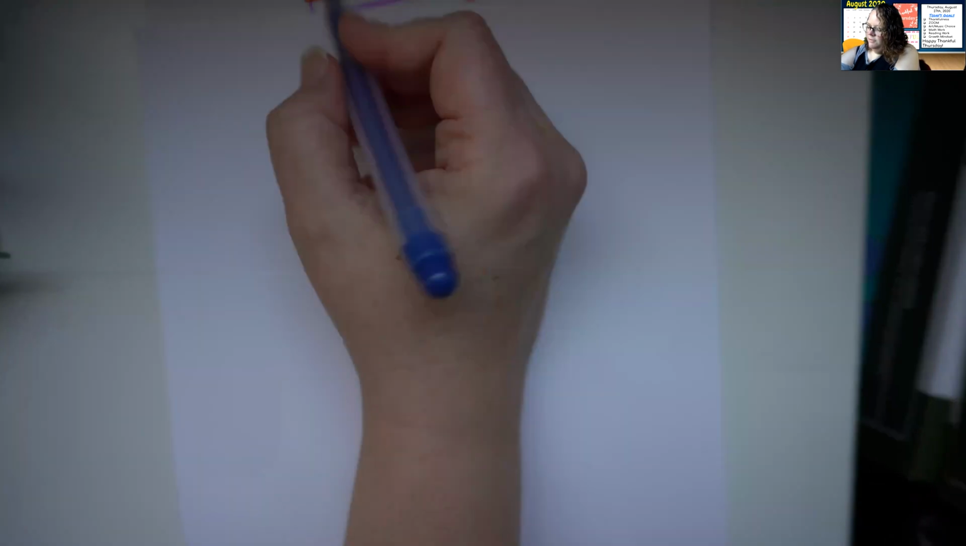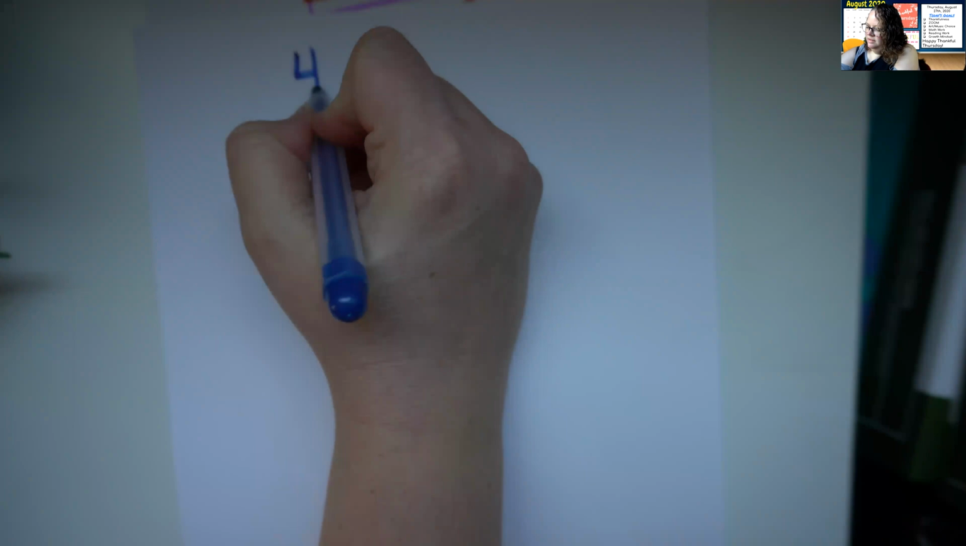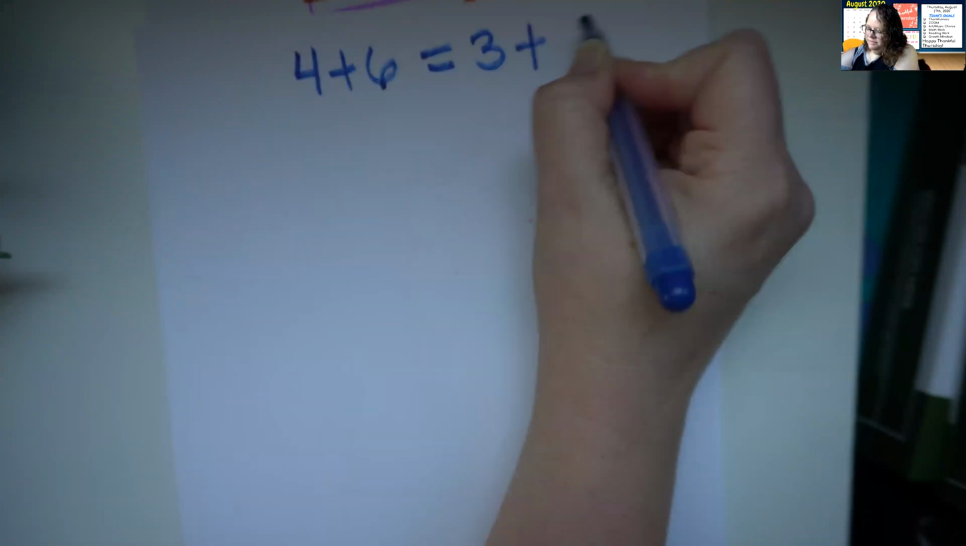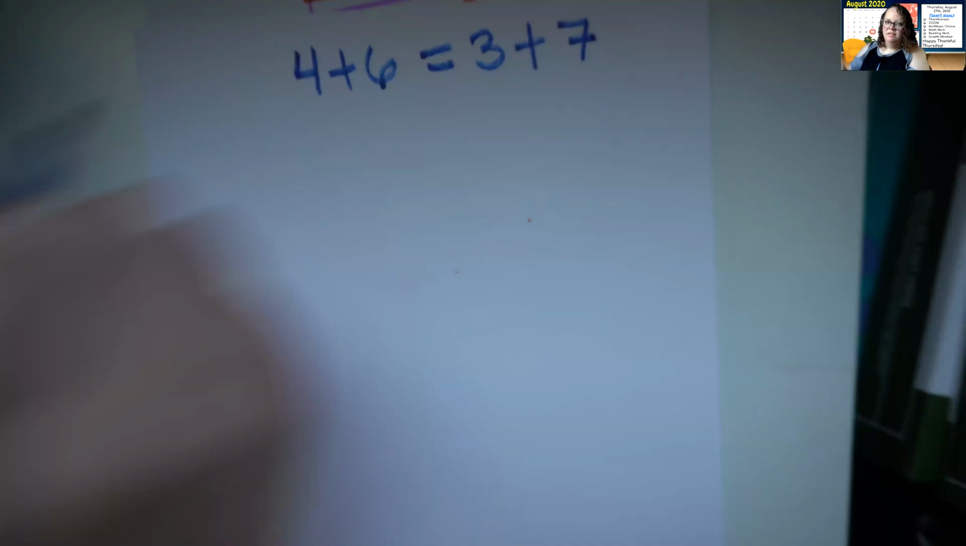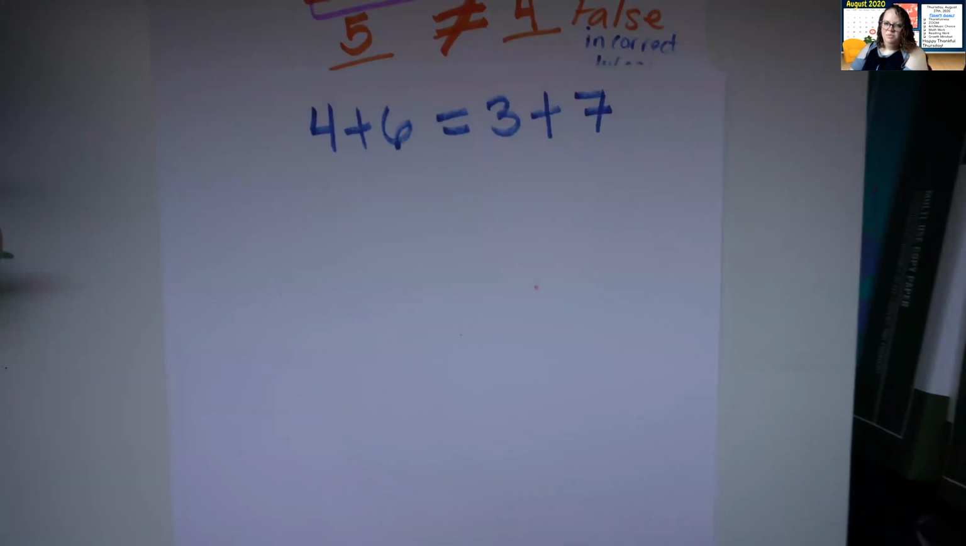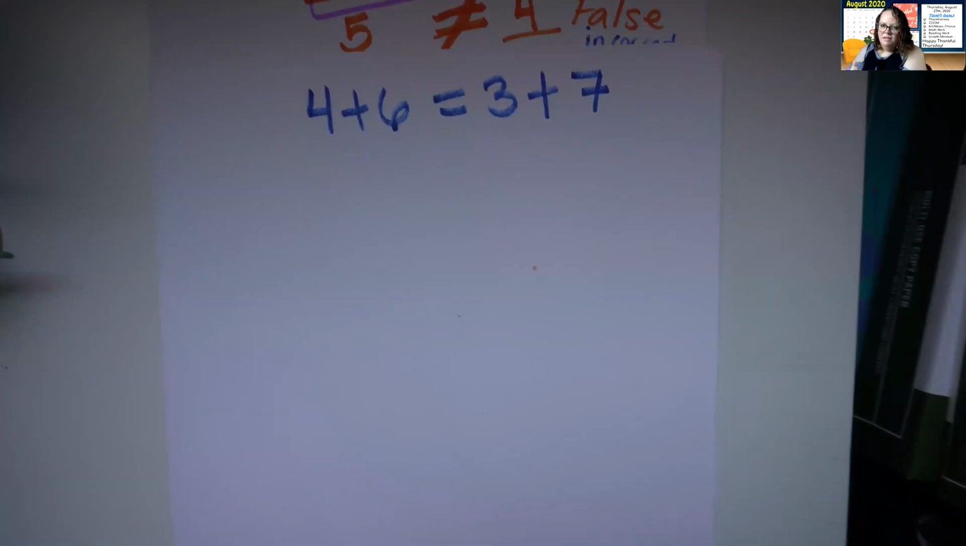Well, I want to try a couple ones a little bit harder. Let's do 4 plus 6 equals 3 plus 7. Now we saw today that sometimes we can check both sides, and if both sides have the same things, then that's one way that we automatically know if it's the same or not.